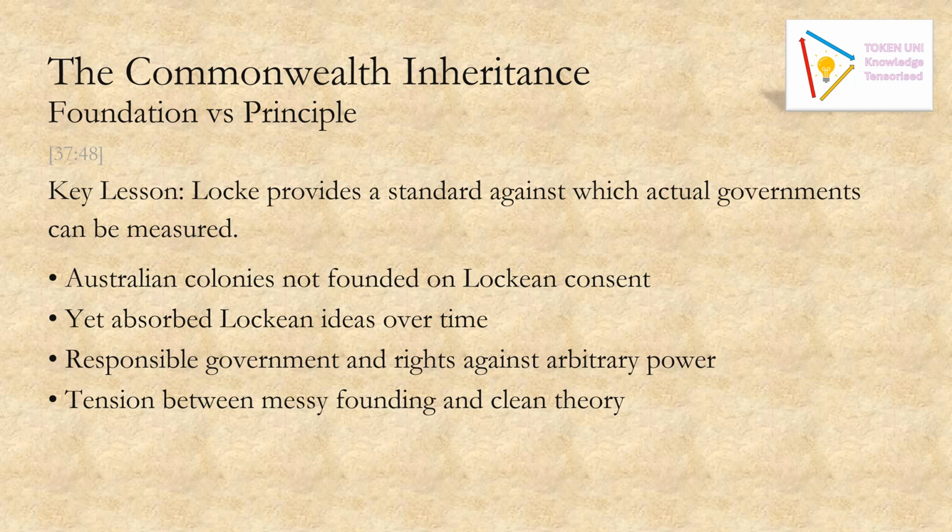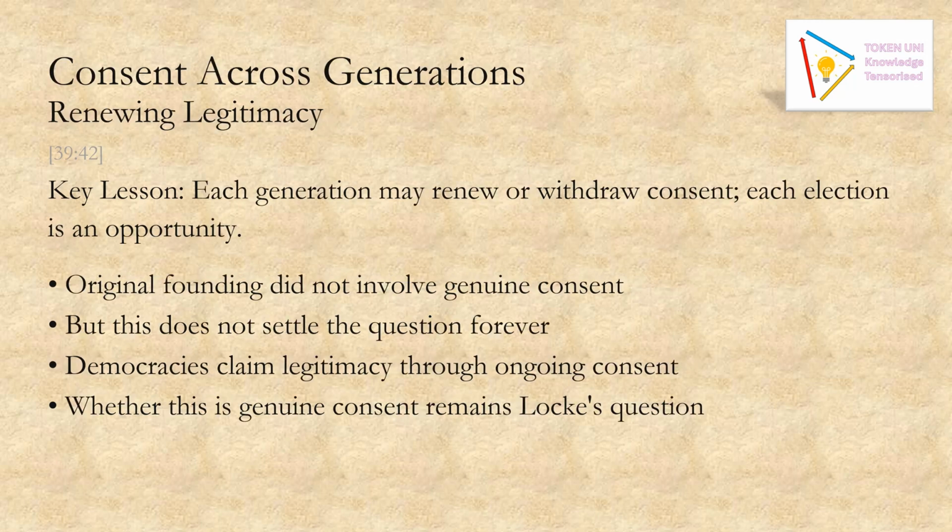Everywhere, the messy reality of how states actually come into being sits uneasily with the clean theory of government by consent. Perhaps this is the honest conclusion. Locke provides not a description of how legitimate government arises, but a standard against which actual governments can be measured. No existing state fully meets the standard, but the standard still matters. It tells us what to aim for, what to criticize, when resistance might be justified.